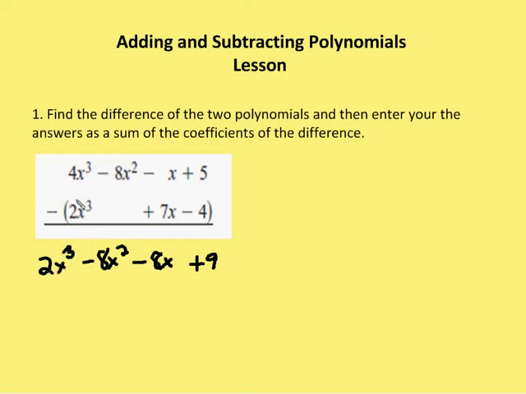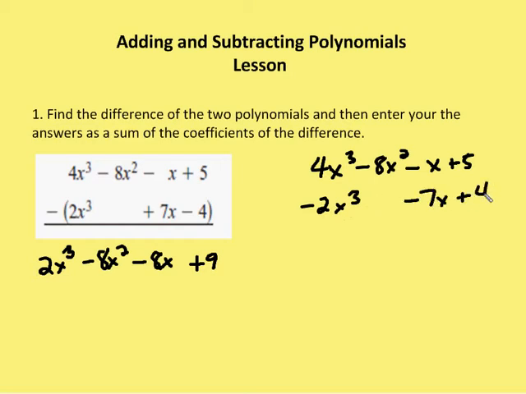Now the other way to go about doing this is to remove the parentheses here and distribute the negative sign, and then to add the two polynomials together. So I have 4x cubed minus 8x squared minus x plus 5. And then on the bottom I'll have negative 2x cubed minus 0x minus 7x and then plus 4. So I'm changing the signs. And now I'm going to add the two terms together.